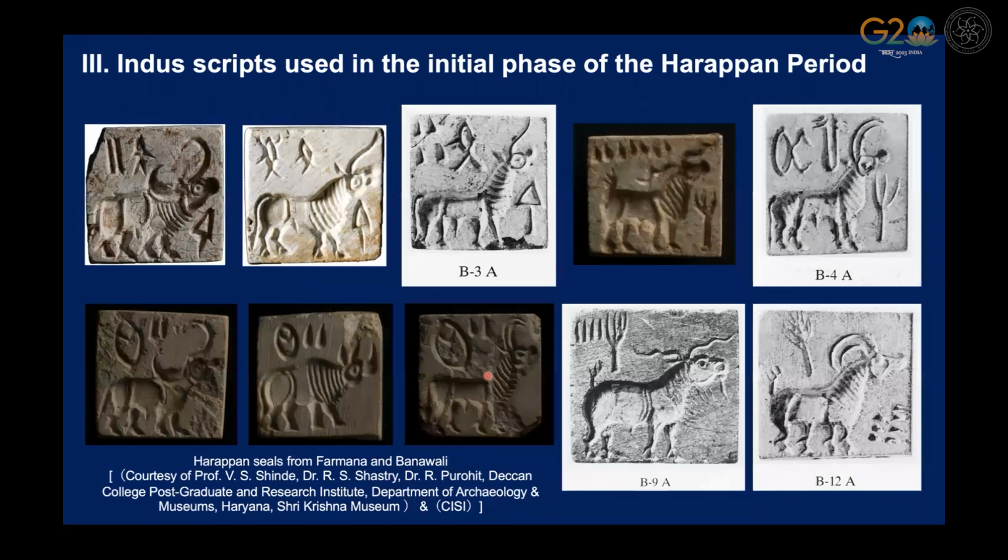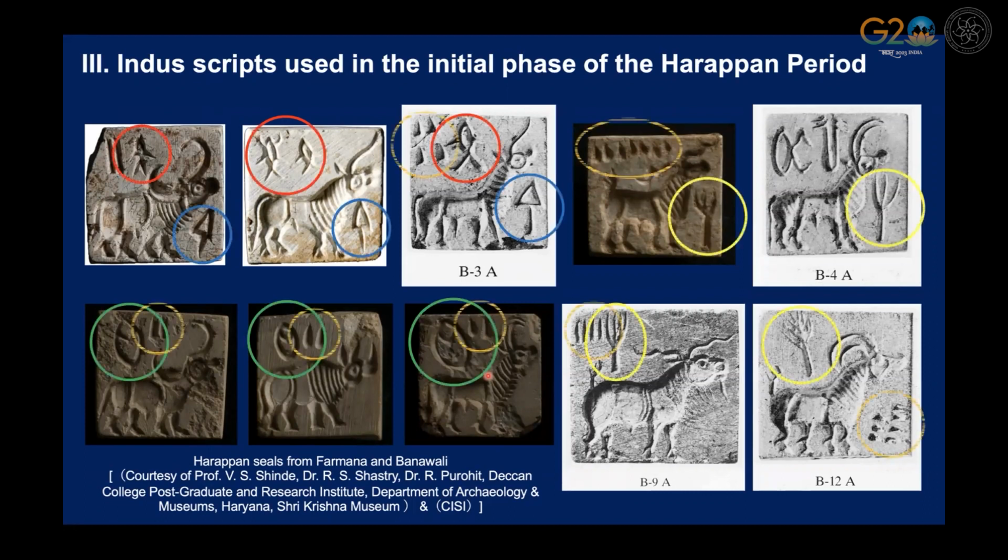For example, the seals of stage 2 excavated from the archaeological sites in the Ghaggar basin are characterized by common Indus script, such as a diamond-shaped sign, a fish-like sign, a spear-like sign, a dot-shaped sign, which is comprised of several dots, and a tree-like sign, etc.